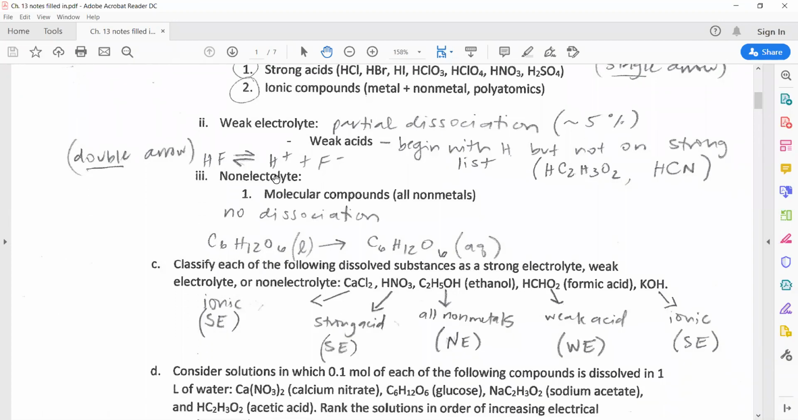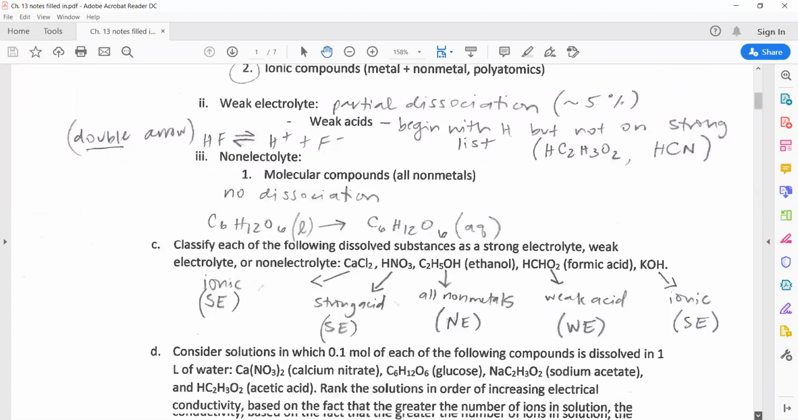A non-electrolyte is when you have no dissociation. You can still dissolve and distribute, but you can't dissociate. So molecular compounds fall into this category, where it's all nonmetals. So here, for example, if you have glucose, glucose could dissolve, that would be fine, but it won't break into any ions. So you'll notice that the molecule stays intact.